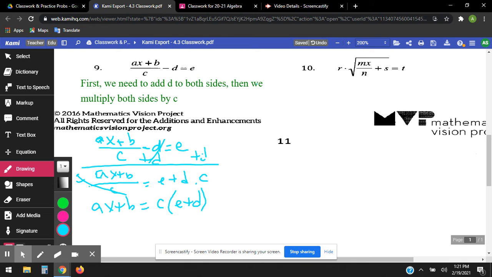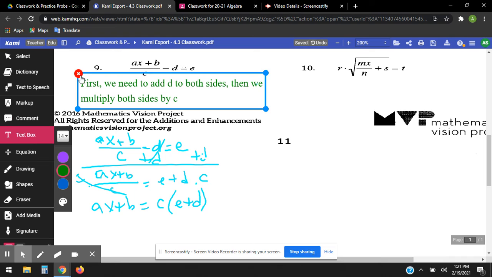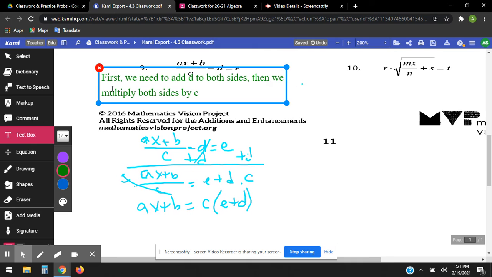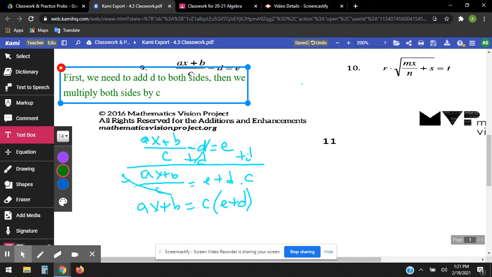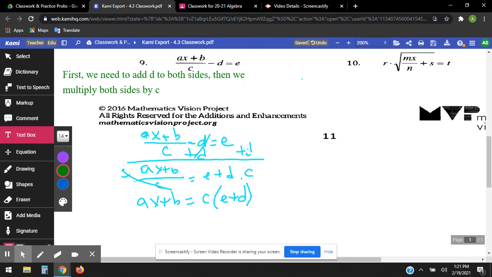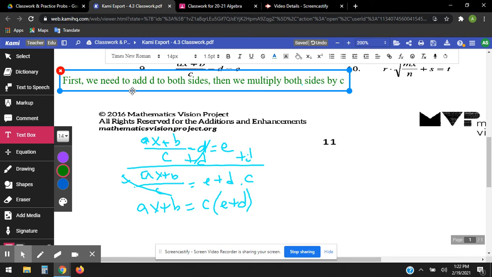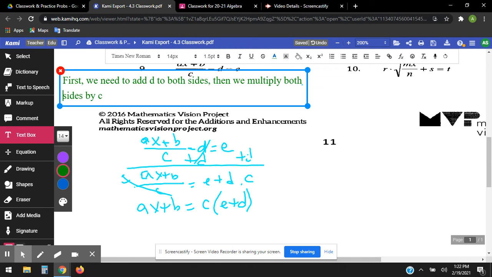All right, I can see I'm going to run out of space for my words up here. Now we're at this step. Let's see if I can scoot some things over here, give myself a little more room to work with. Then we're going to multiply both sides by c.